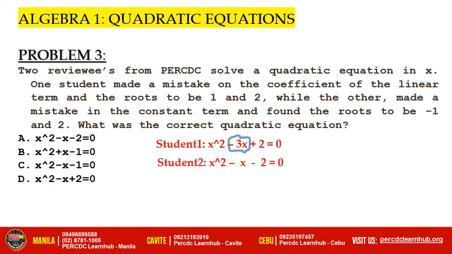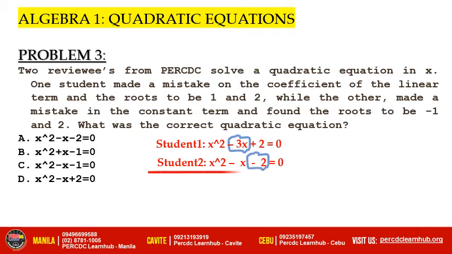Si student 2 naman, yung sum of roots niya ay 1, then pag ilalagay mo yan siya sa equation, magiging negative 1. So kaya you have x squared minus x, and then yung product of roots niya ay negative 1 times 2, negative 2. So magiging x squared minus x minus 2. Si student number 2 naman ay nagkamali po sa constant term. Ito po yung constant term ng quadratic equation.